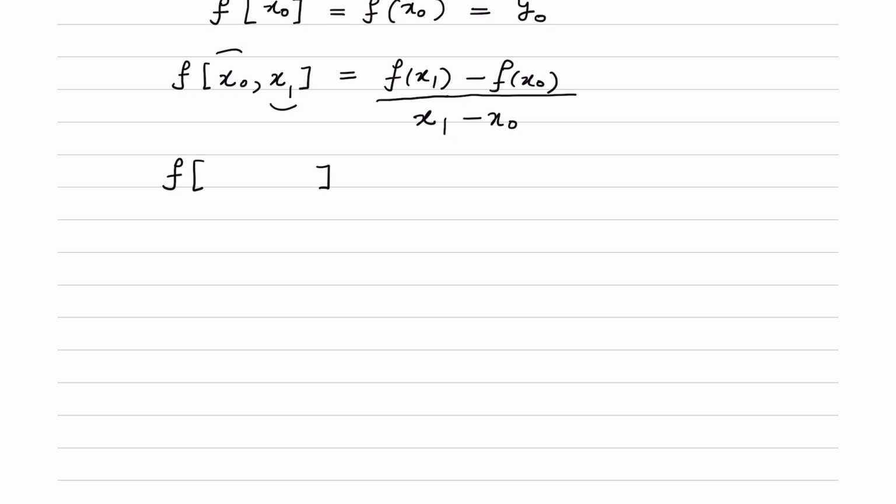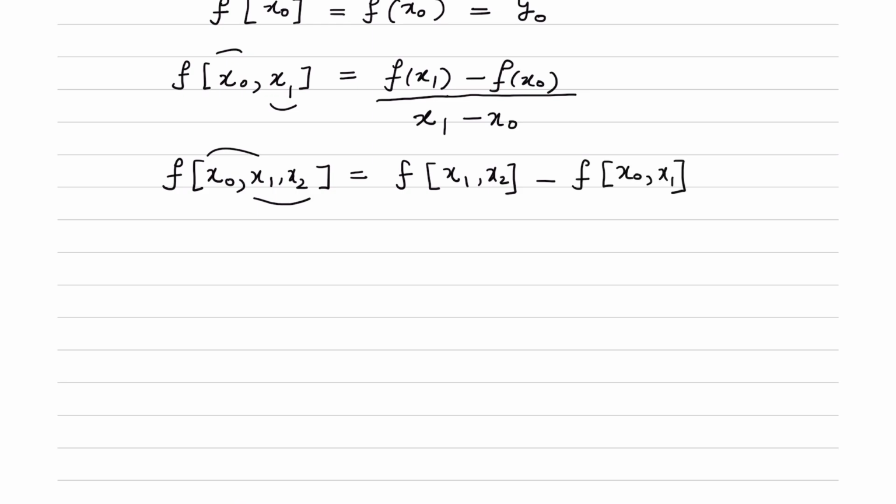Let's write the definition of f[x0, x1, x2]. Now inside the square bracket you have three x values. So this operator is defined as f on the last two minus f on the first two. F on the last two is f[x1, x2] minus f on the first two, which is f[x0, x1]. Don't change the order. That is, x0 is written first, then x1 and then x2. So when we are writing f[x1, x2], we keep the same order, x1 first and then x2. Here x0 first and then x1, divided by the last x minus first x. The last x is x2 minus the first x is x0.